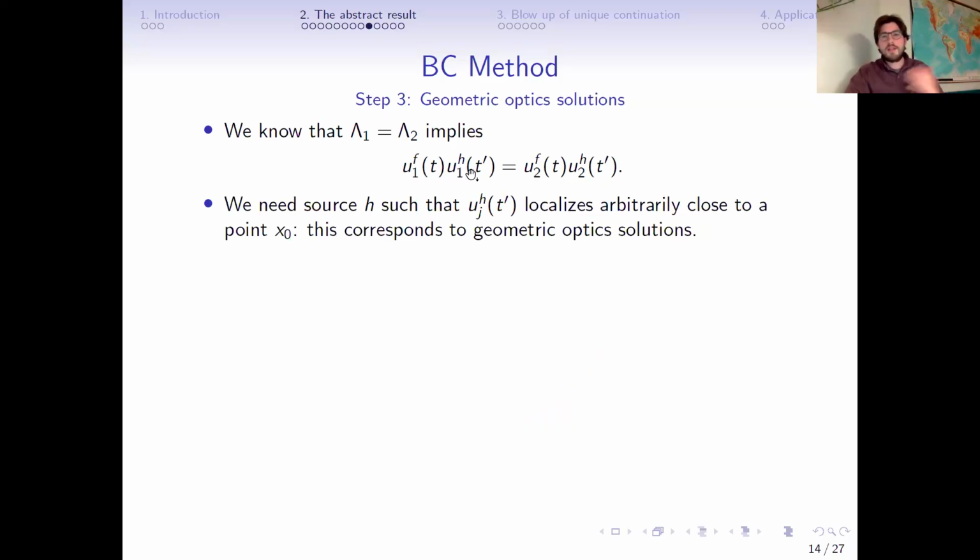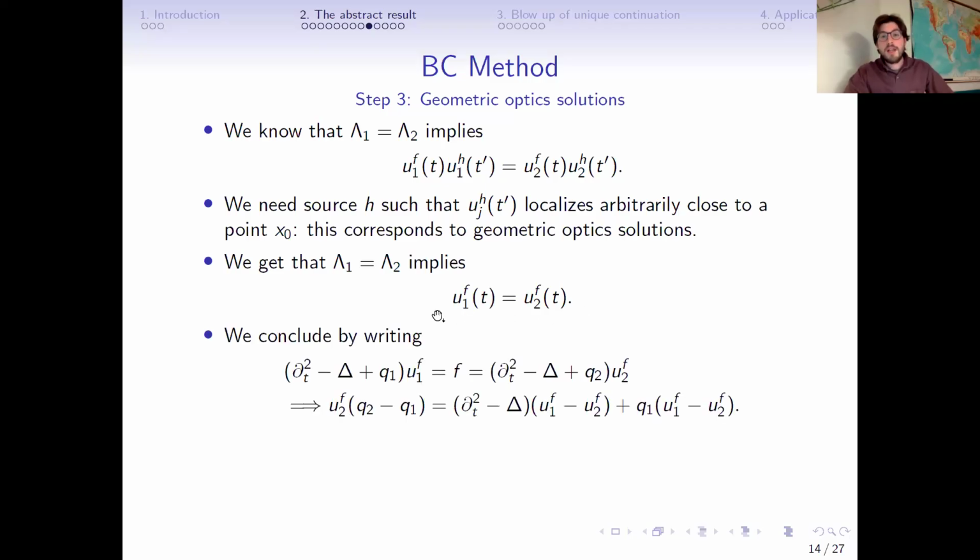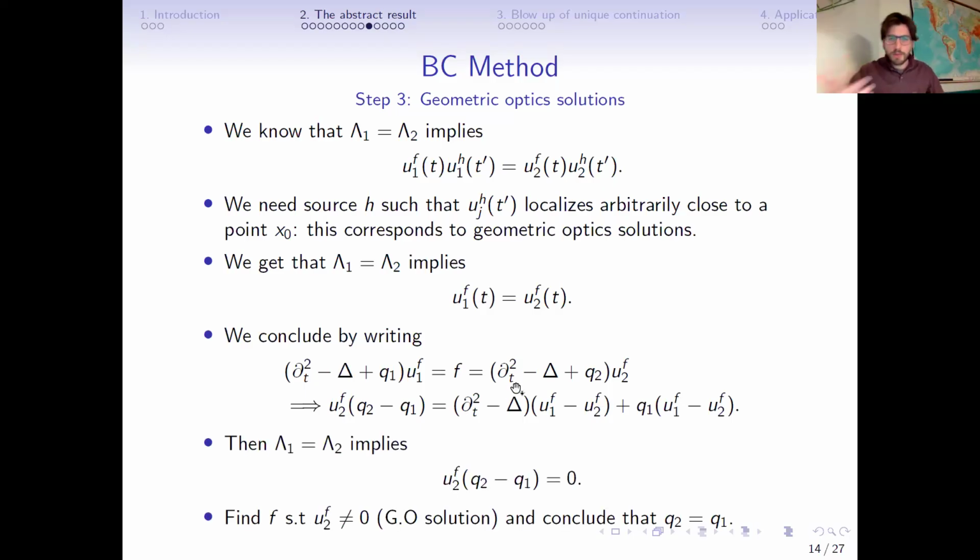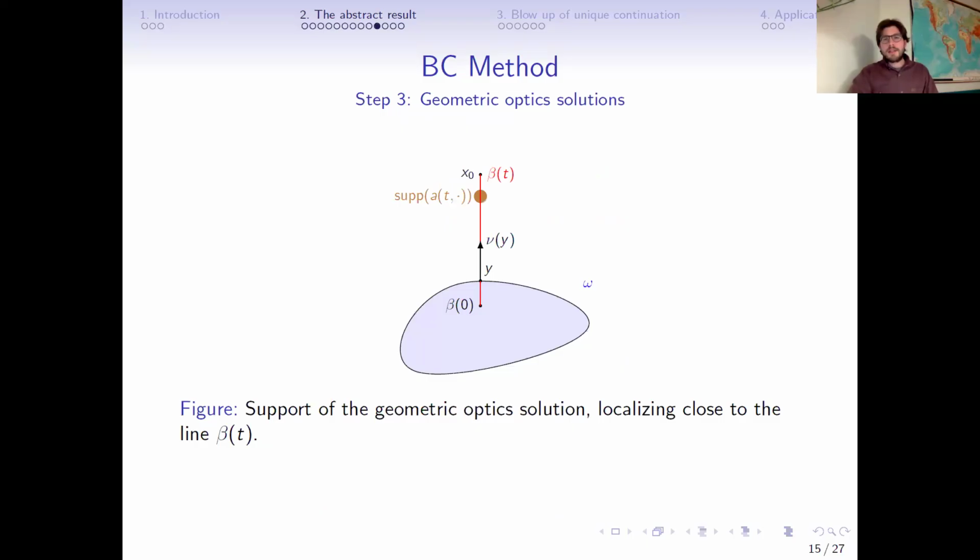And once you have this, then you just need to say that you can find the source H that localizes close to a line. So this is classic geometric optics solutions. Then you will get that the two solutions are the same, and then it's just an algebraic game, I mean, algebraic manipulation to go back from the solutions to the potentials. So I'm not going to detail too much on that. Yes, this is just the geometric optics solutions that you use.